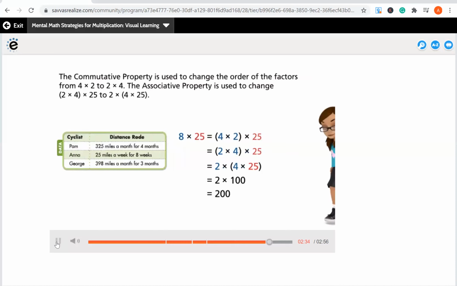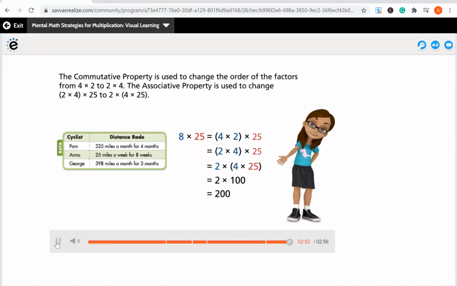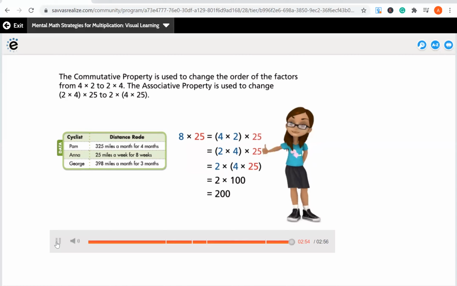The commutative property is used to change the order of the factors from 4 times 2 to 2 times 4. The associative property is used to change the grouping of 2 times 4 times 25. Now you know how to multiply mentally. So here he used the commutative property and the associative property. The commutative property, he changed the order of the numbers from 4 times 2 to 2 times 4. And this will keep the answer the same.